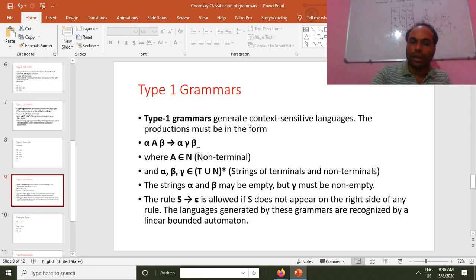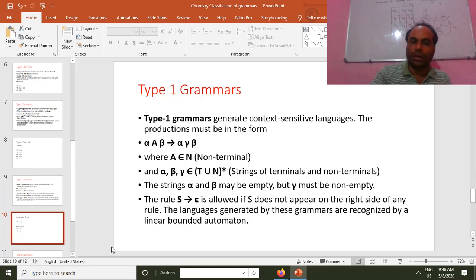Alpha, beta and gamma are collections of non-terminals or terminals. Alpha and beta may be empty or anything you can write. But on the right hand side, the middle value represented with the gamma notation may not be empty. Just the rule accepts epsilon also, but only if S, the start symbol, does not appear on the right hand side.